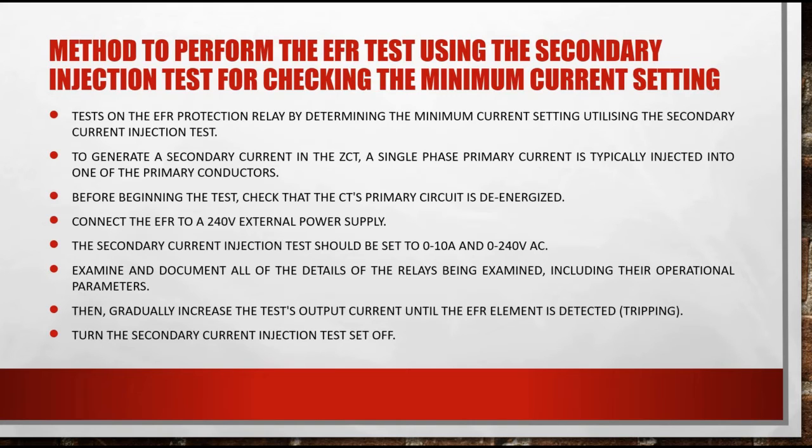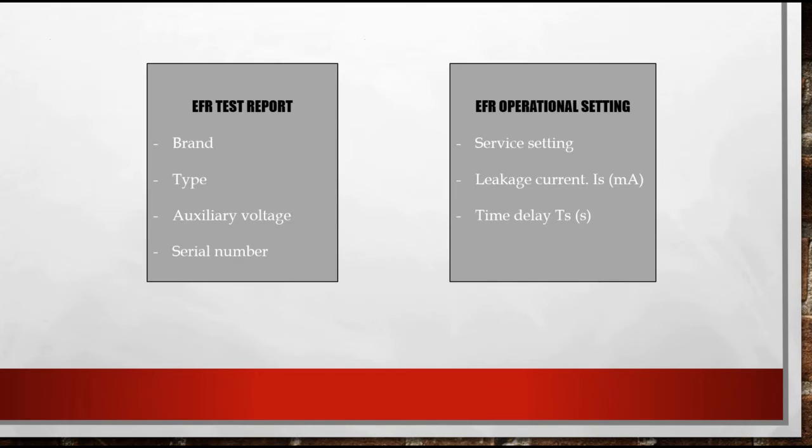Then the secondary current injection test set should be set to 0 to 10 ampere and 0 to 240 volt AC. Examine and document all the details of the relays being examined, including the operational parameters. Then gradually increase the test output current until the EFR element is detected or tripping. Then turn the secondary current injection test set off.